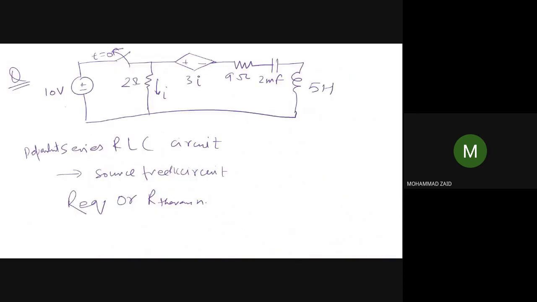Now, once you have written down what was there to calculate, we need to calculate for this circuit the expression for VCT, not ICT, because the question demands the expression for VCT. So we need to calculate the expression for VCT.